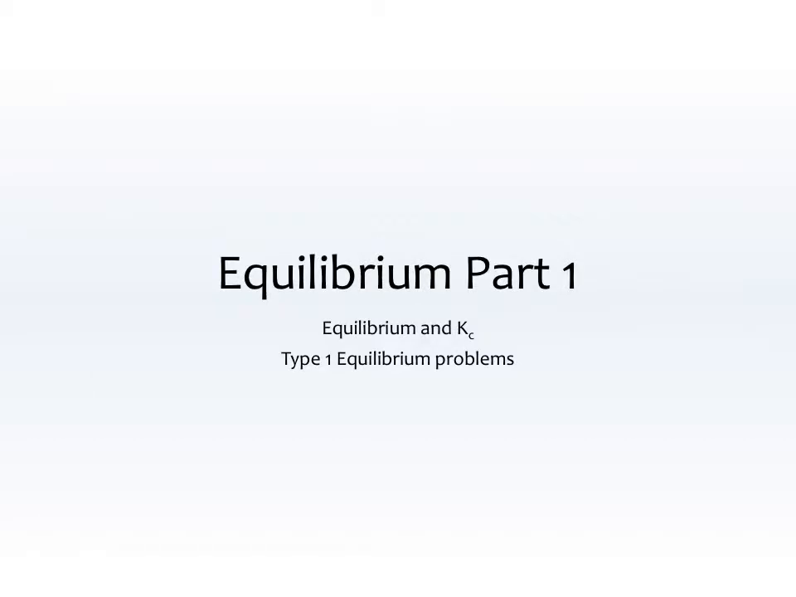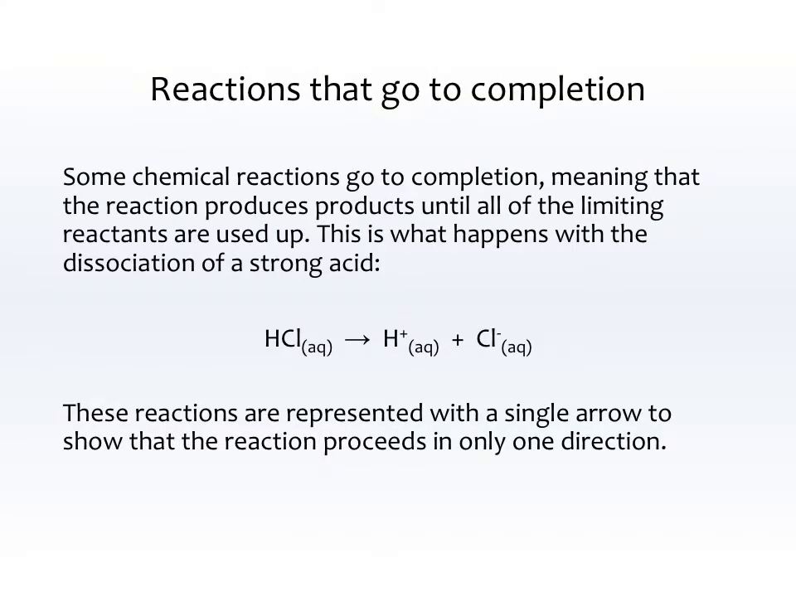In this unit we're going to be studying equilibrium, when things seem to be equal with each other. We are going to be talking about, in this particular video, equilibrium and Kc, and then type 1 equilibrium problems. Let's get started. There are two types of reactions, amongst the many types of reactions, that we're going to be discussing here. Reactions that go to completion and reactions that don't.